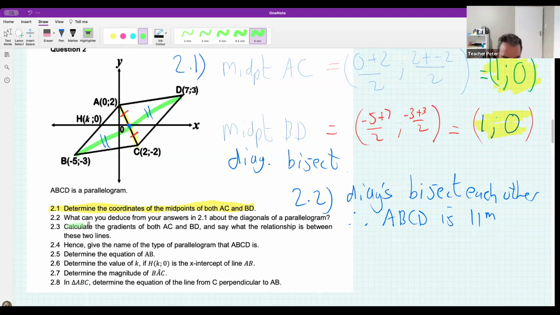It says, calculate the gradients of AC and BD. So you are going to find me the gradient of AC and the gradient of BD. And I'm going to put them in the colors that they were using already. So BD was the green one. But this time, it's not midpoints, it is gradients that you're looking for. So over to you guys. Find me the gradients. I'm guessing the yellow one should be negative. I'm guessing the green one should be positive, just from looking at it.